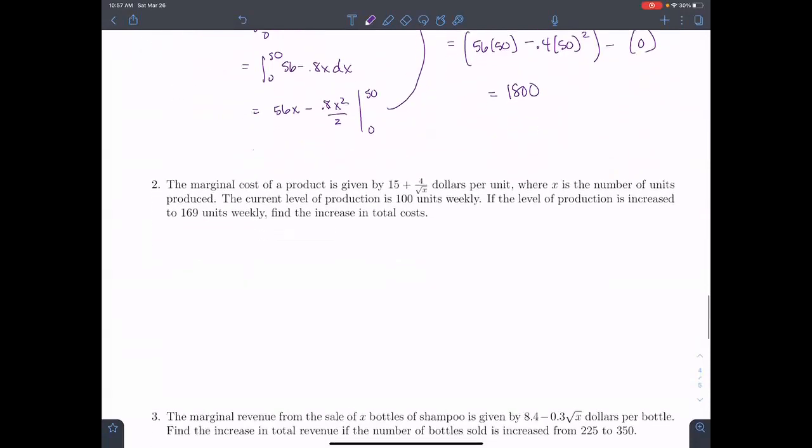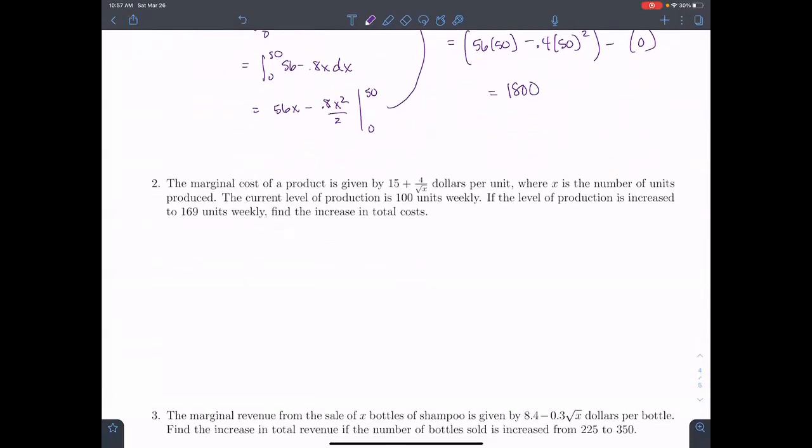All right, so number 2, the marginal cost of a product is given by this thing. Marginal cost is C prime of x is 15 plus 4 times x to the negative 1/2. x is the number of units produced. The current level of production is 100 units weekly. If the level of production is increased to 169, find the increase in total costs. So we're going from 100 to 169. That's going to give us our limits of integration there.